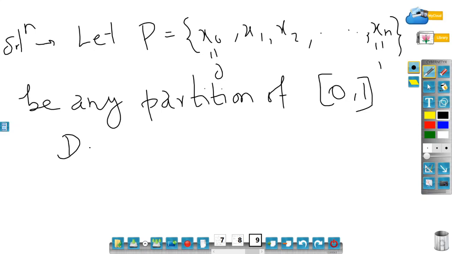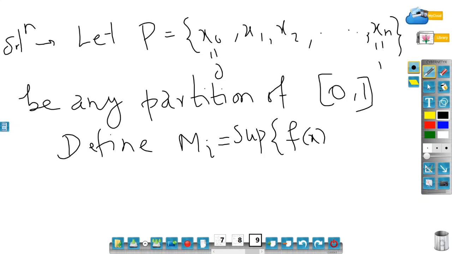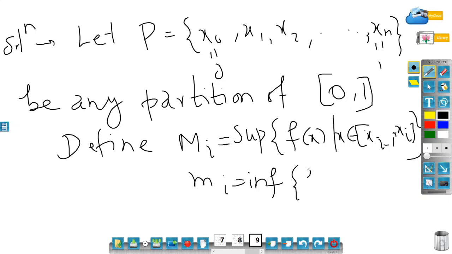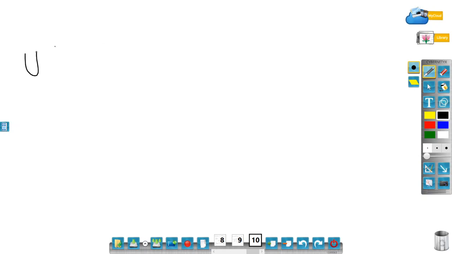Now define capital Mi as the supremum of f(x) such that x belongs to [xi-1, xi], and similarly small mi as the infimum of all f(x) such that x belongs to the same interval. I'm not writing the same thing again. Now I will find out UPF.